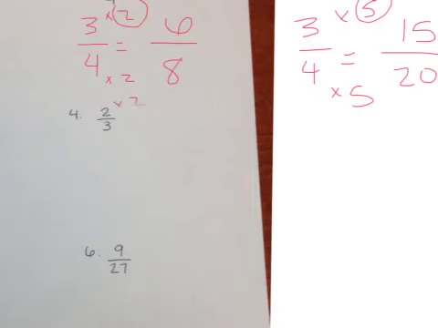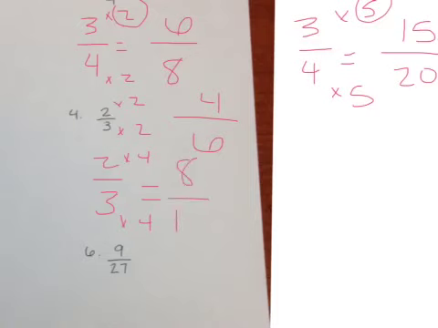2/3. Let's multiply the top and the bottom both by 2. 2 times 2 is 4. 3 times 2 is 6. So now on 2/3, let's multiply them both by 4. 2 times 4 is 8. 3 times 4 is 12.